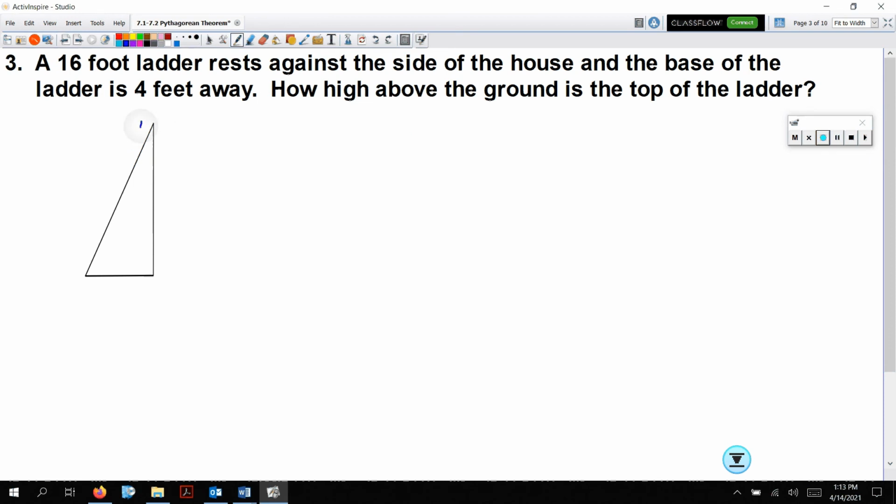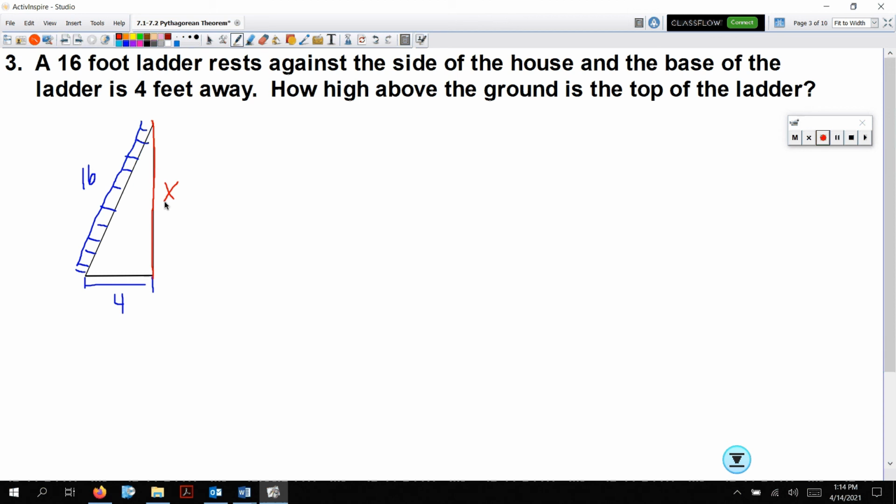So this hypotenuse is actually my ladder. Okay? And then it said the ladder was 4 feet away. So we can first mark this as 16 feet. That's 16 feet. The ladder is 4 feet away from the base. So that's this distance right here. 4 feet. We do not know how high above the ground, right? So we want to know what is the length of this side. How high is that? So that's going to be our x.